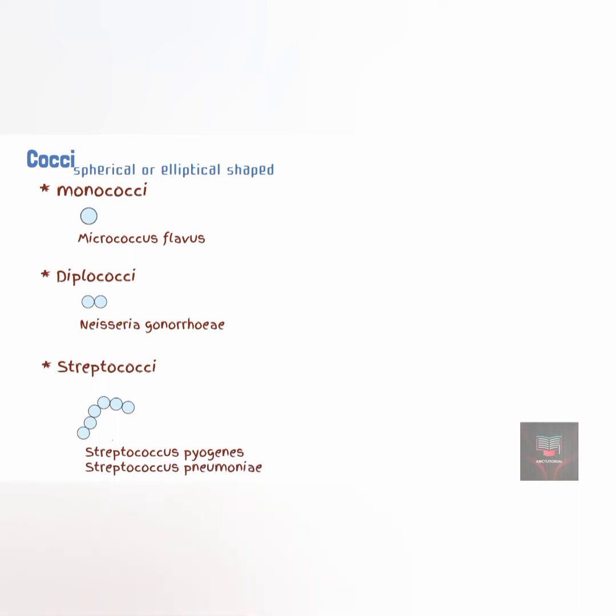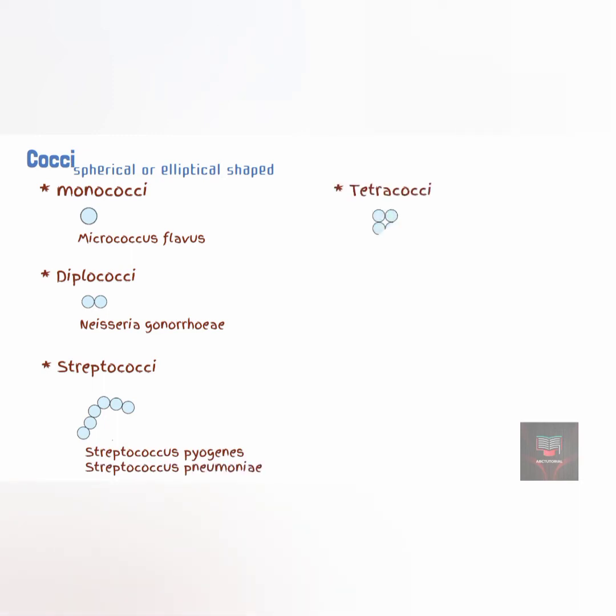Diplococci. The cells of the Diplococcus divide in a particular plane, and after division, the cells remain attached to each other as pairs of round-shaped organisms. Examples include Neisseria gonorrhoeae. Streptococci are the type of bacteria whose cells divide repeatedly in one plane to form a chain of spherical cells. Examples include Streptococcus pyogenes and Streptococcus pneumoniae.